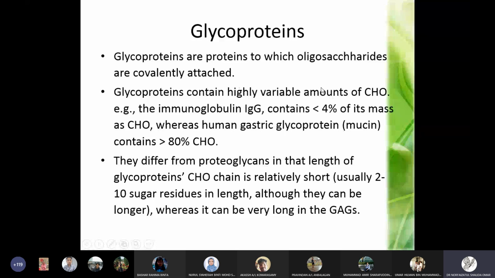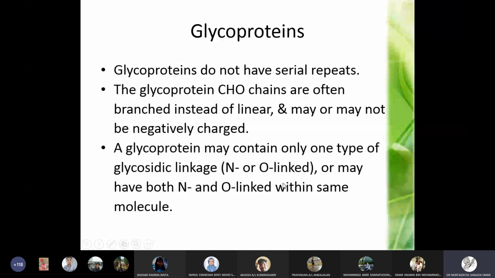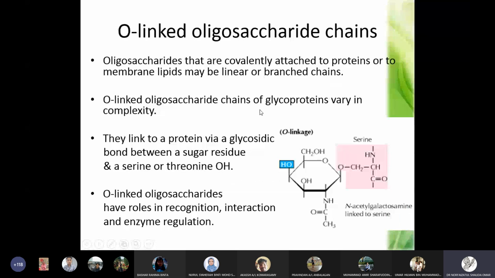So they differ in terms of length. Glycoproteins are usually short, okay. Then they don't have the serial repeats. Some may be branched, some may be linear. Some may or may not be negatively charged, and they have N-link and O-link oligosaccharide chains. So again, the same. This is some of the examples of the glycoproteins. This is the O-link oligosaccharide chain, same as previously.